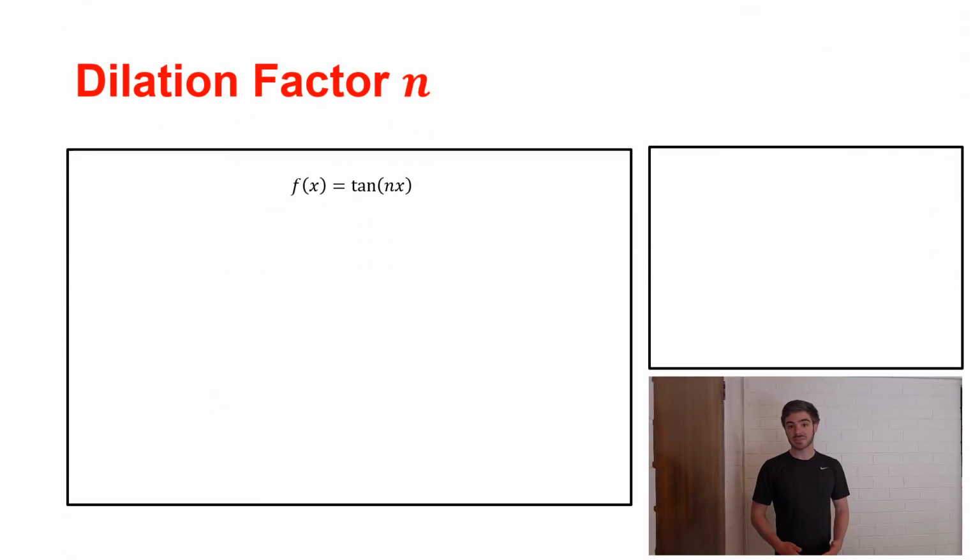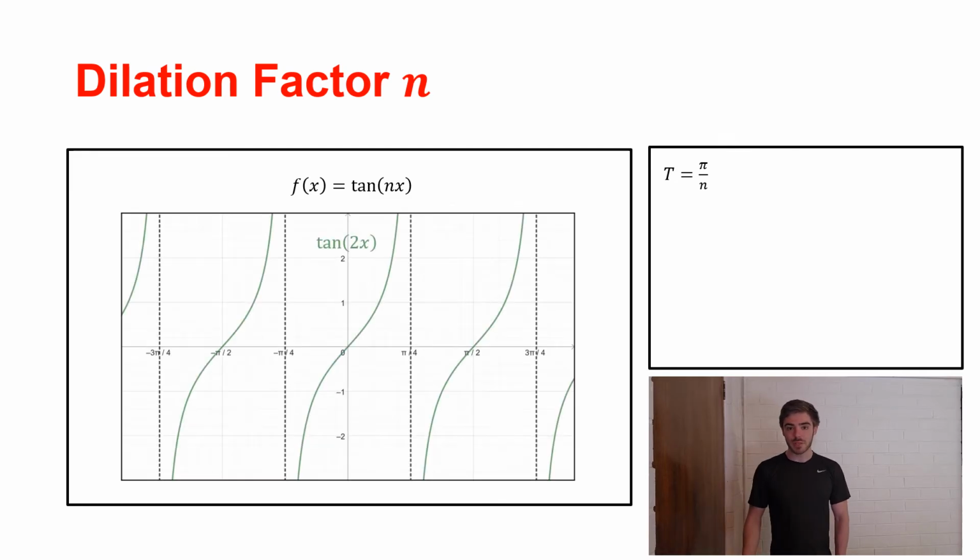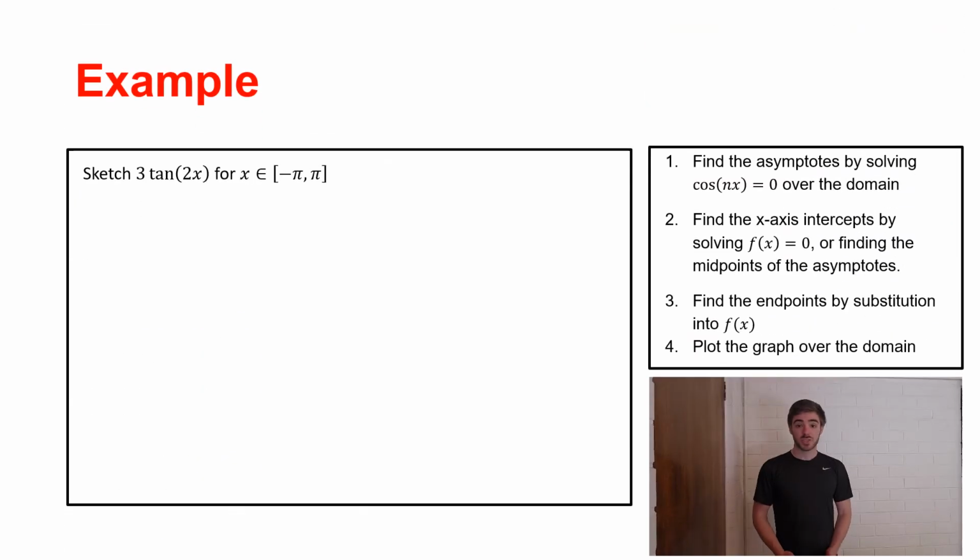The n term works similar to how it works for sine and cos. It's used in calculating the period of the circular function, although when it comes to tan specifically, its period is calculated by just pi over n rather than 2 pi over n. And once again, this is because its period is half that of an equivalent sine or cosine. In this example, we have tan of 2x, and since n is 2, the period of tan 2x must therefore be pi over 2.